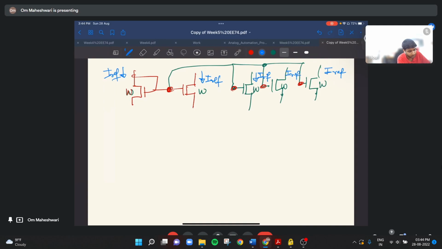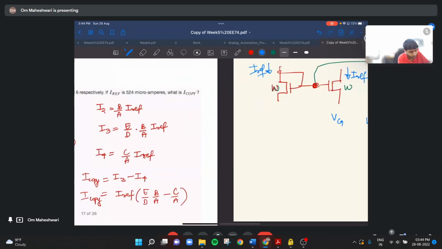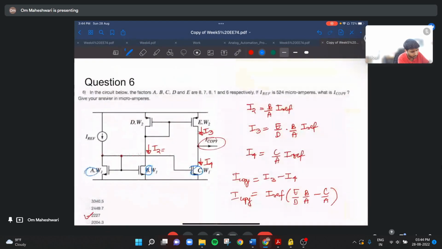Why is that happening? All have the same gate voltage and the same width. Now in this question, we were just changing the widths. Then we get the width ratios, B by A or E by D.